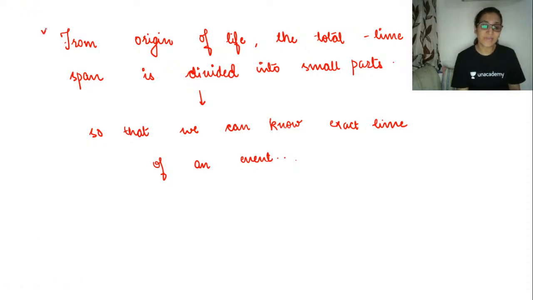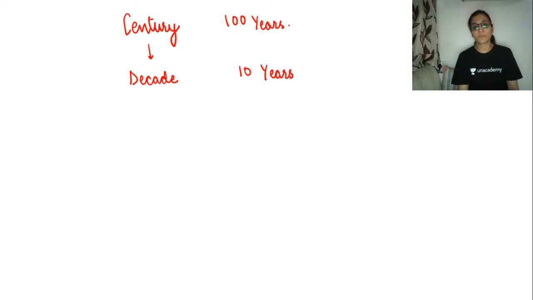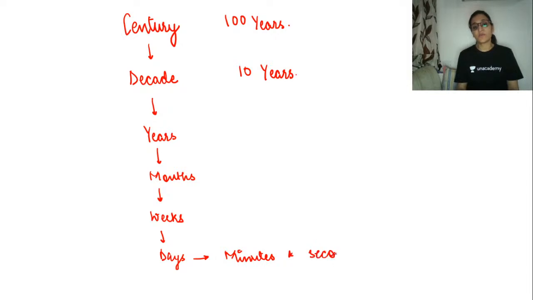We know that time can be divided into certain small parts. Time duration can be divided, as we do in today's time, into century, which is composed of 100 years. The century can be brought down to decade, which is made up of 10 years. Decade can be divided into years, years into months, months into weeks, weeks into days, and further into minutes and seconds. This is what our brain can actually keep track of in a certain duration.